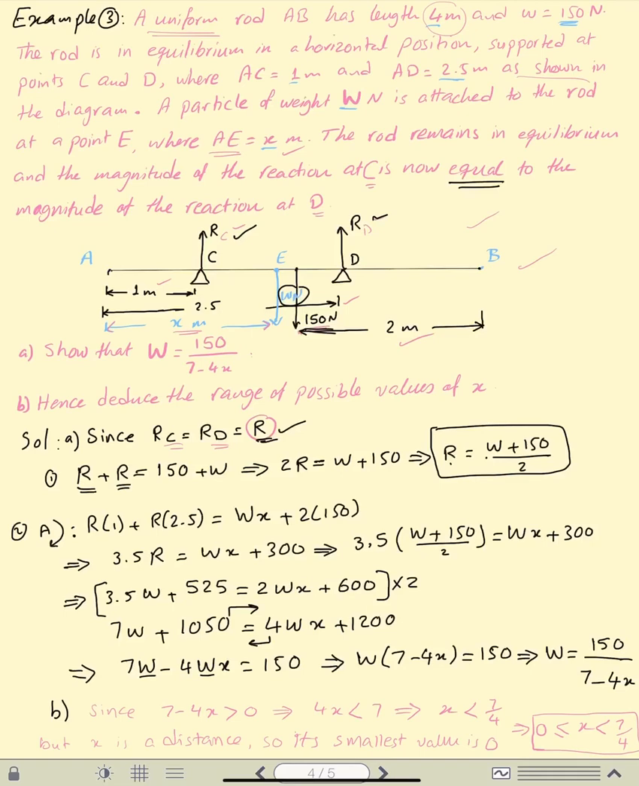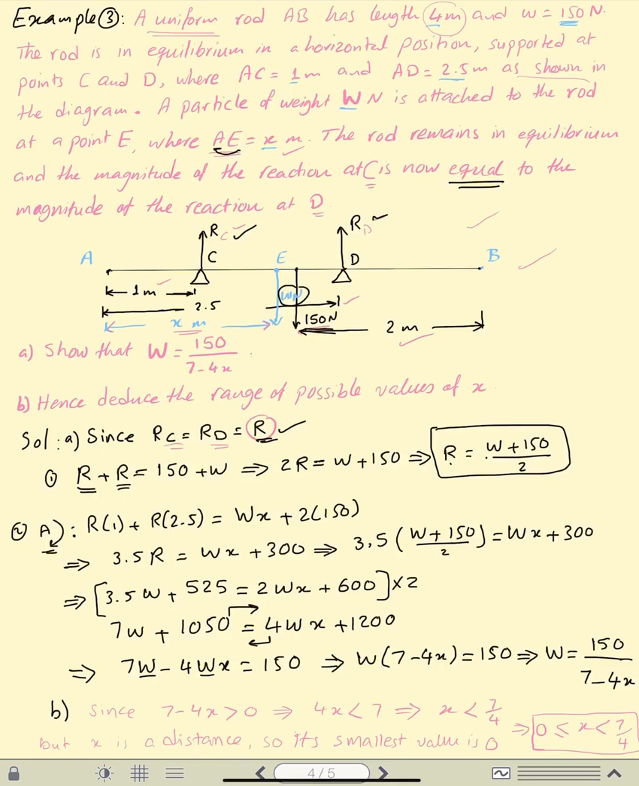Yes, we are free, but he wants AE, which is X. So it is best to take the moment at A. If you take it at B, is it wrong? No, it's not. We can take it at B, at D, at E, as we wish. But since he wants AE, of course it makes more sense to take the moment about the point A.